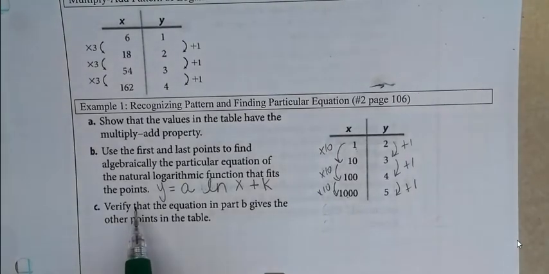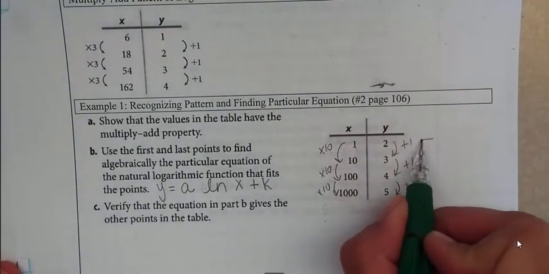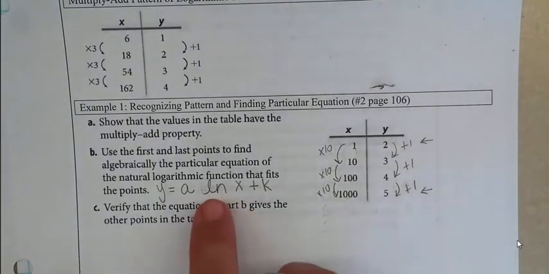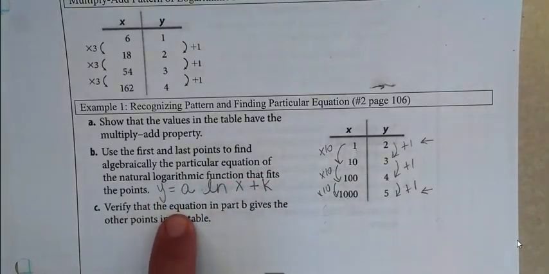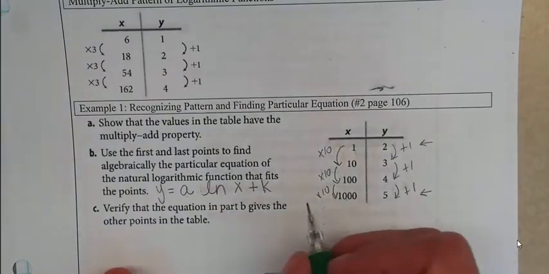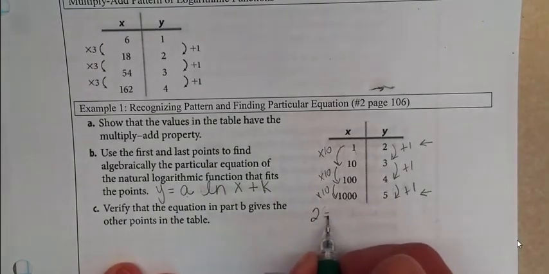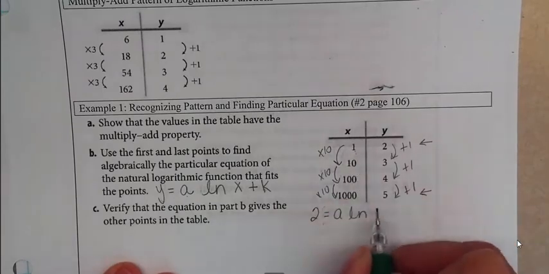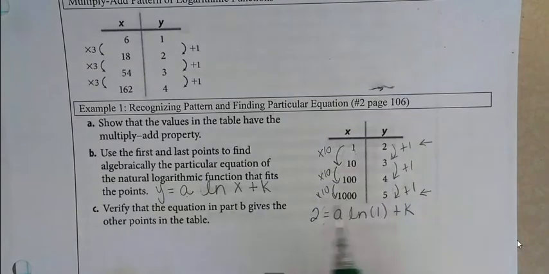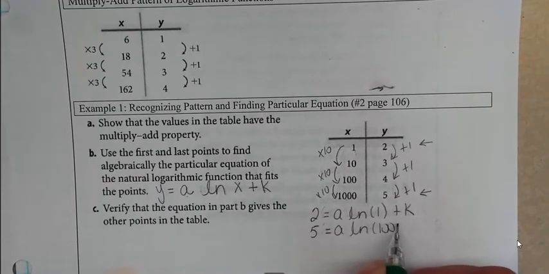Okay, so first and last points. My first point is (1, 2). Last point is (1,000, 5). So I'm going to come up with two equations using this general form, and then use substitution to figure out what a and k are. So the first equation could be 2 equals a ln of 1 plus k. And the second equation will then be 5 equals a ln of 1,000 plus k.